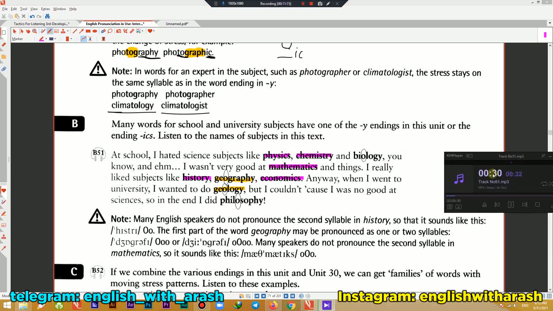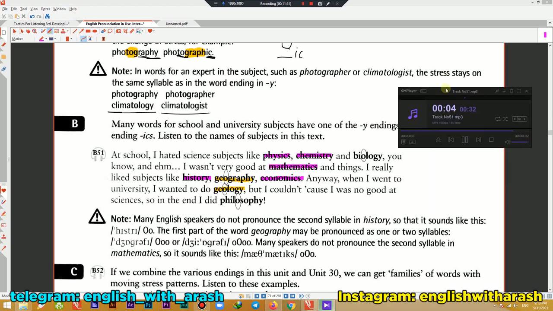At school, I hated science subjects like physics, chemistry, and biology. You know, and I wasn't very good at mathematics and things. I really liked subjects like history, geography, economics. Anyway, when I went to university, I wanted to do geology, but I couldn't because I was no good at sciences. So, in the end, I did philosophy.